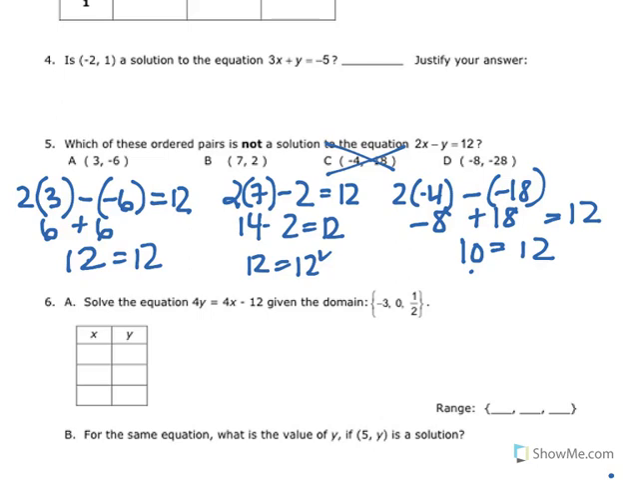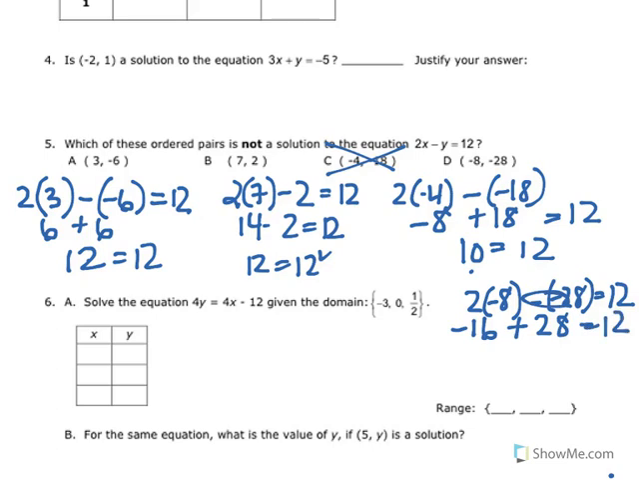And let's try the last one. 2 times -8 minus -28 equals 12. So this is -16 plus 28, because minus a negative means plus, equals 12. And sure enough, we get 12 equals 12. So this one is a solution. So this one is the wrong one. It did not make the equation true.